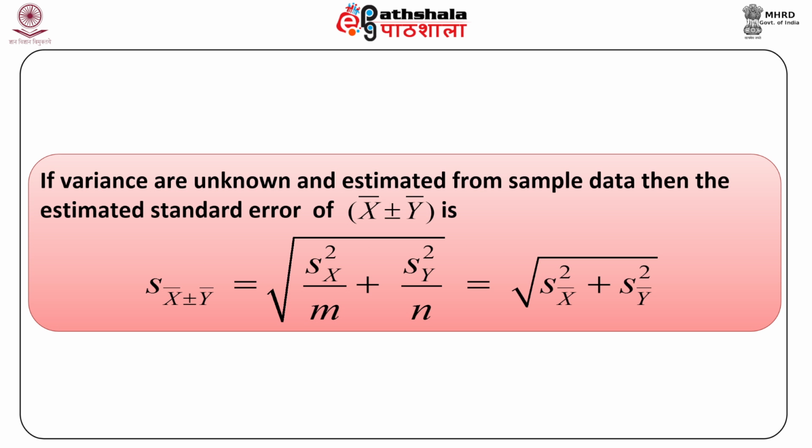If sigma x square and sigma y square are unknown and estimated from sample data, then the estimated standard error of x bar plus minus y bar is denoted as s of x bar plus minus y bar, equal to the square root of sx square by m plus sy square by n, which again could be written as the square root of s x bar square plus s y bar square, assuming independent samples from the two populations.